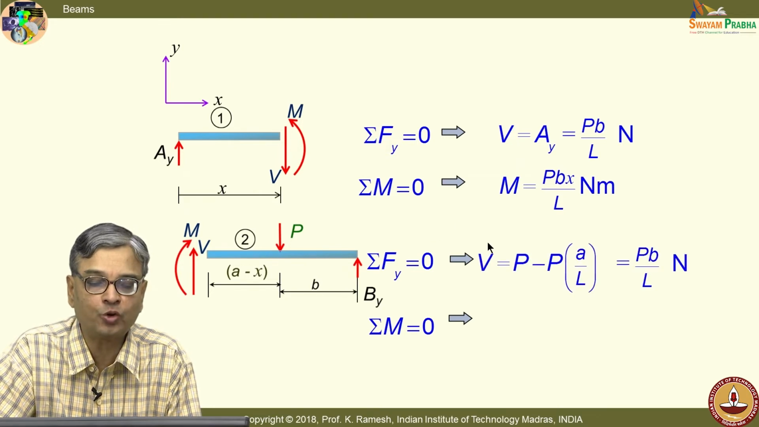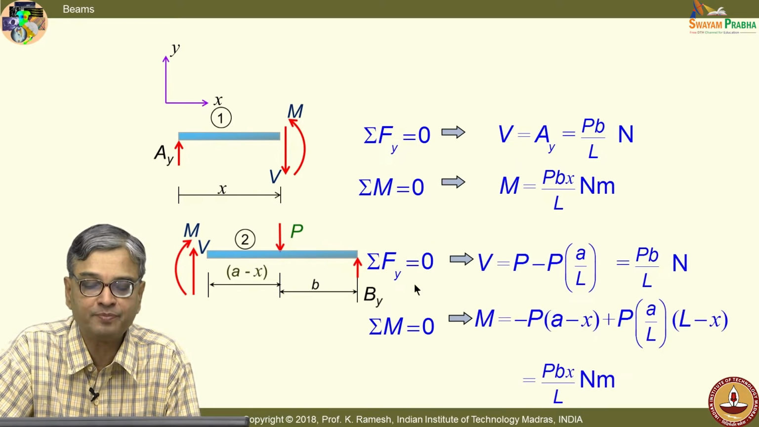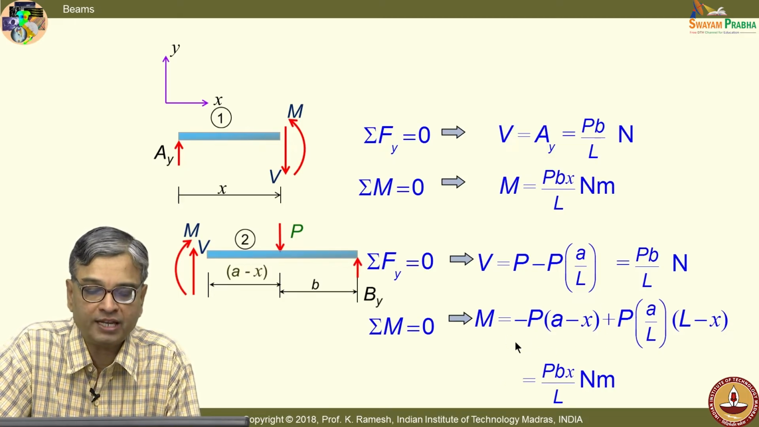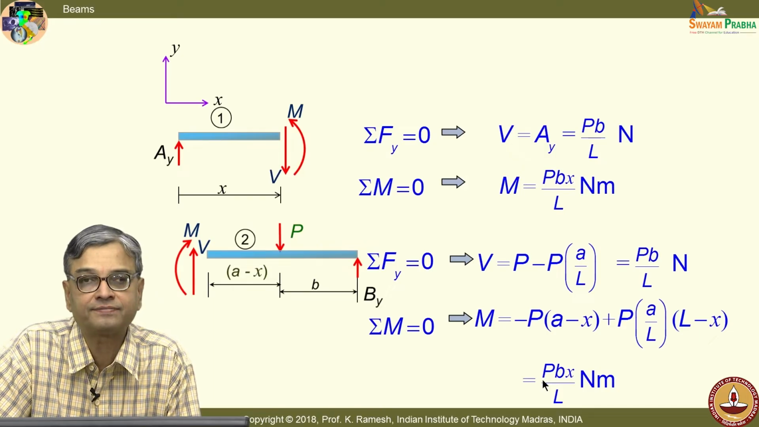You choose which portion to do that has minimum number of mathematical steps, and also visualize what moment this force gives and what moment that force gives, and indicate it correctly in your equation. And I get this as PBx by L. Because I have taken the sign convention properly, I do get V and M. No matter I analyze the left one or the right one, I get the same identical answer.